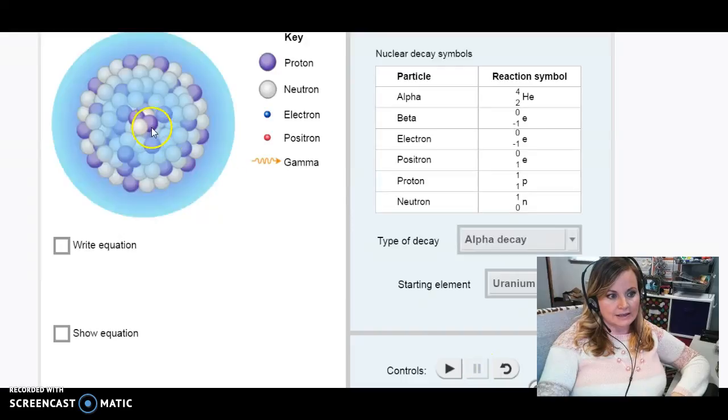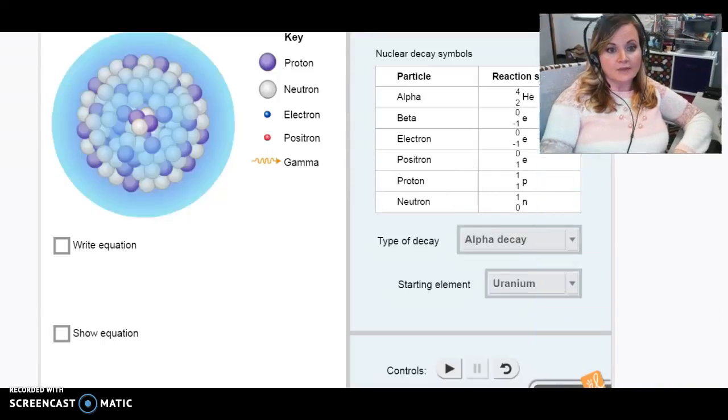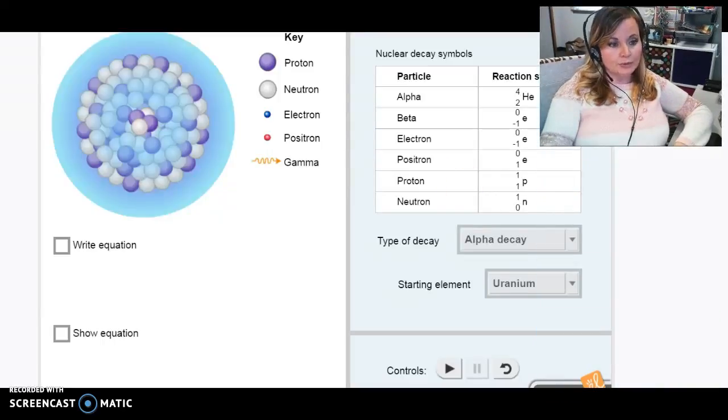And right away you can see there is the alpha particle. And it might surprise you because an alpha particle is actually made up of several subatomic particles, 2 protons and 2 neutrons. And if I continue on here, you will see that also some energy is given off during this decay. This is energy in the form of gamma radiation.